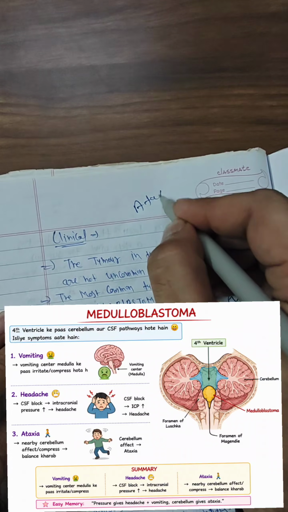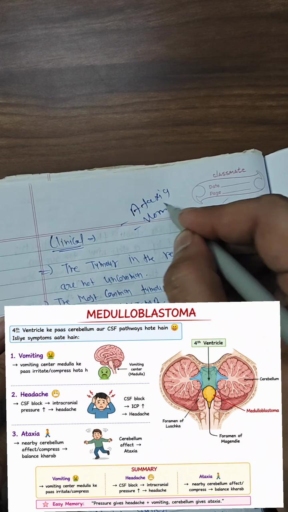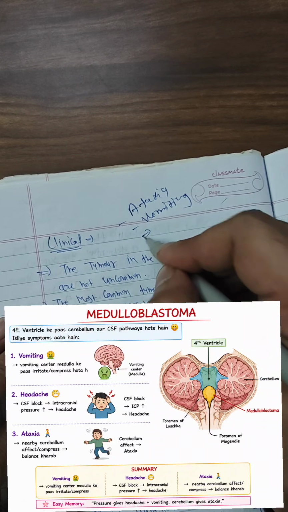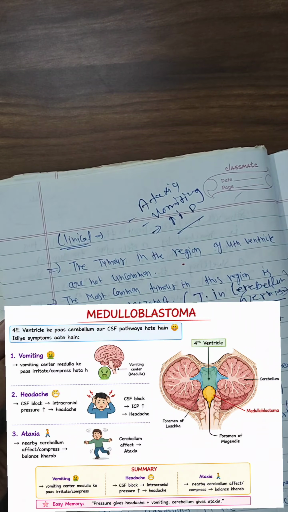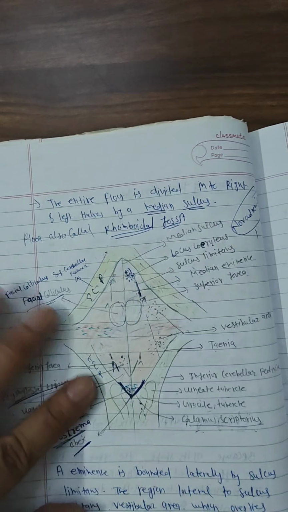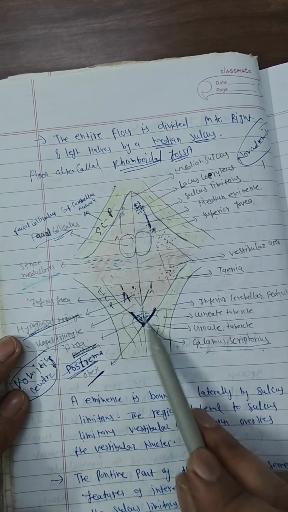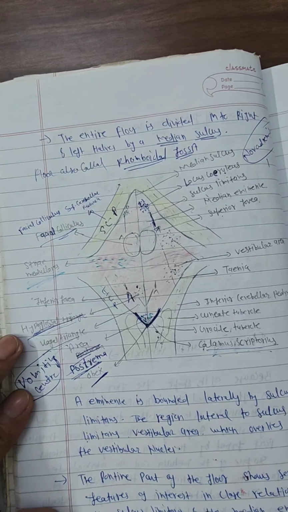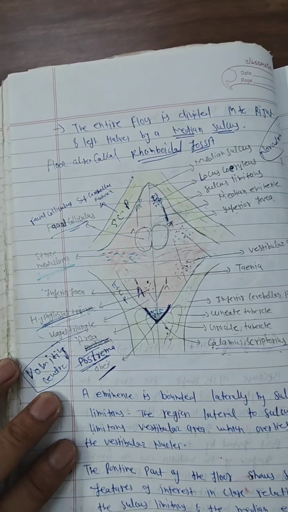One is ataxia, then vomiting, and raised intracranial pressure. So vomiting is because of area postrema, this area which is responsible for vomiting. So this is all about the floor of fourth ventricle.